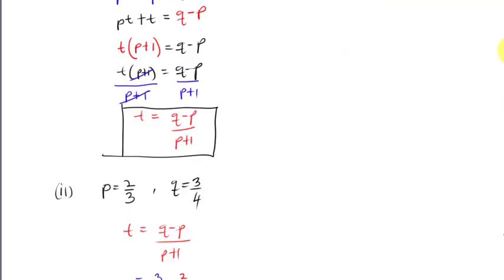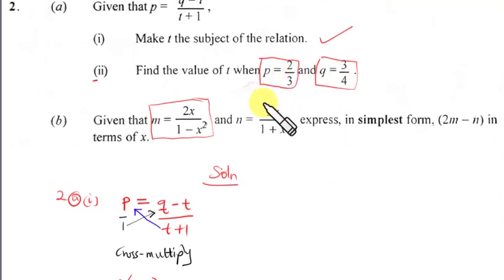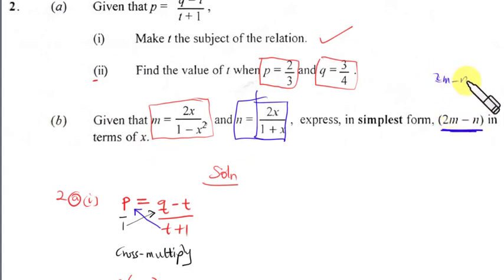So there is something that we have been given in the question. And what are we to do? We have to express something in simplest form. So we have to express 2m minus n in terms of x. That means that we have to simplify 2m minus n, but the expression should be in terms of x.